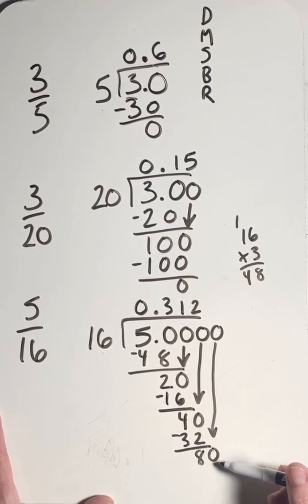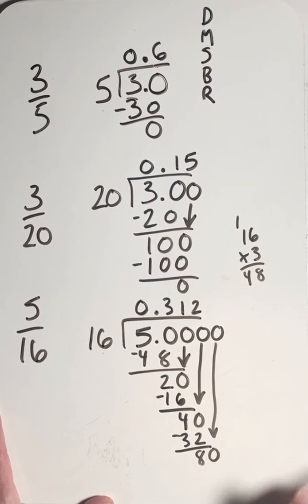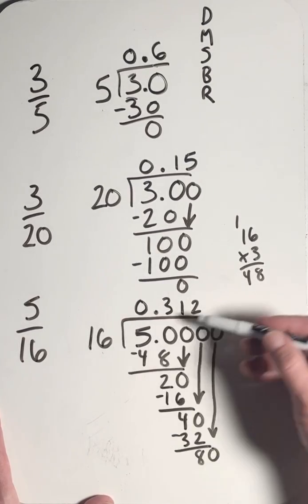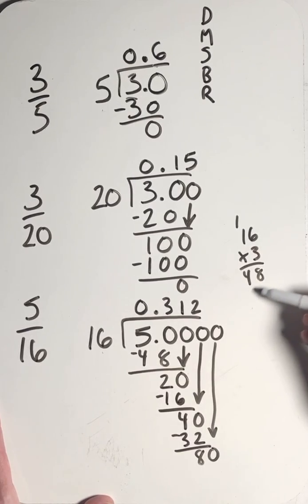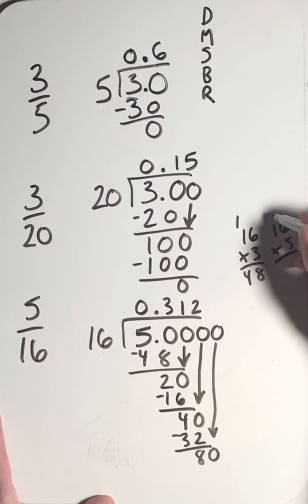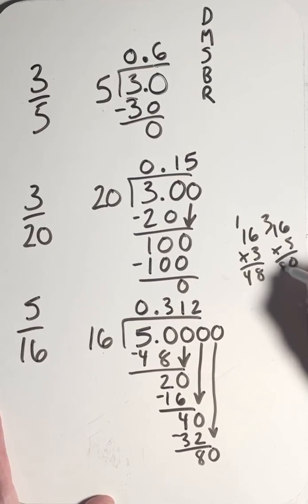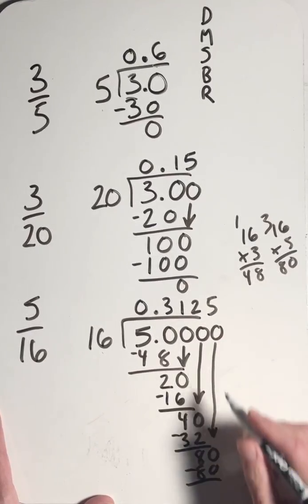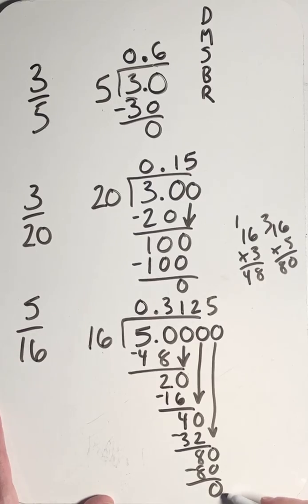16 goes into 80, and if you're not sure, you again can multiply, or you can even add on to this. I know that 32, which was 16 times 2, plus 48 will be 80, so that would really be 16 times 5. We can check that out to see if that works. And it does. So I know that 5 times 16 is 80. Once I subtract, I get a 0. There's nothing to bring down, so I know I'm finished.